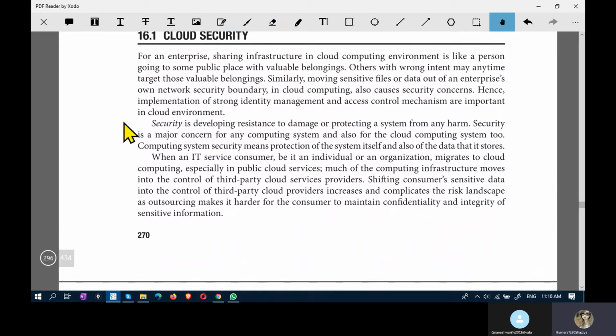What is security? Security is developing resistance. Means you should not get affected. If you have a good resistance, then cold may not affect you that way. So you have to develop a resistance to damage, or protecting a system from any harm is security.